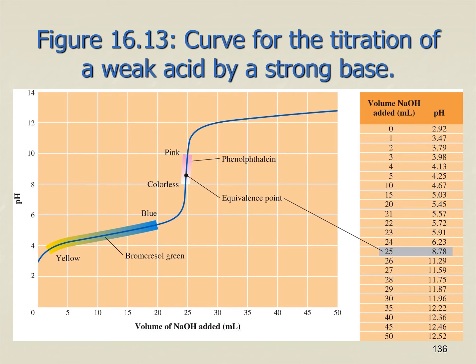The area where it is kind of colored from yellow to blue, where it shows the bromocresol green, is actually called the buffer zone. And so you can see that the pH is not changing very much as you add base, and so that is called the buffer zone.